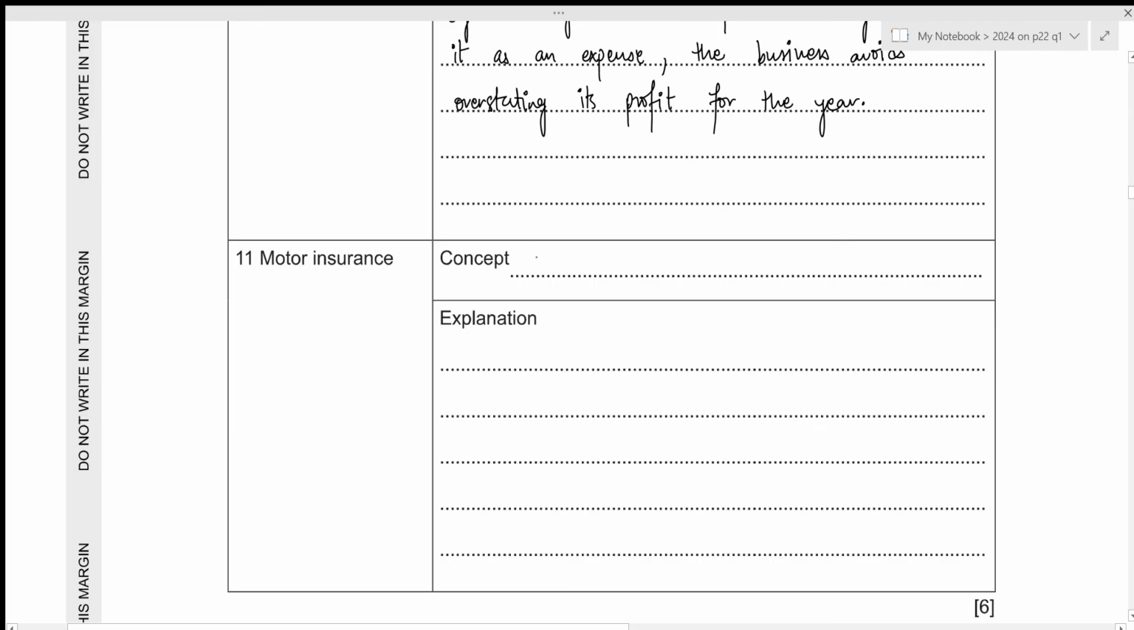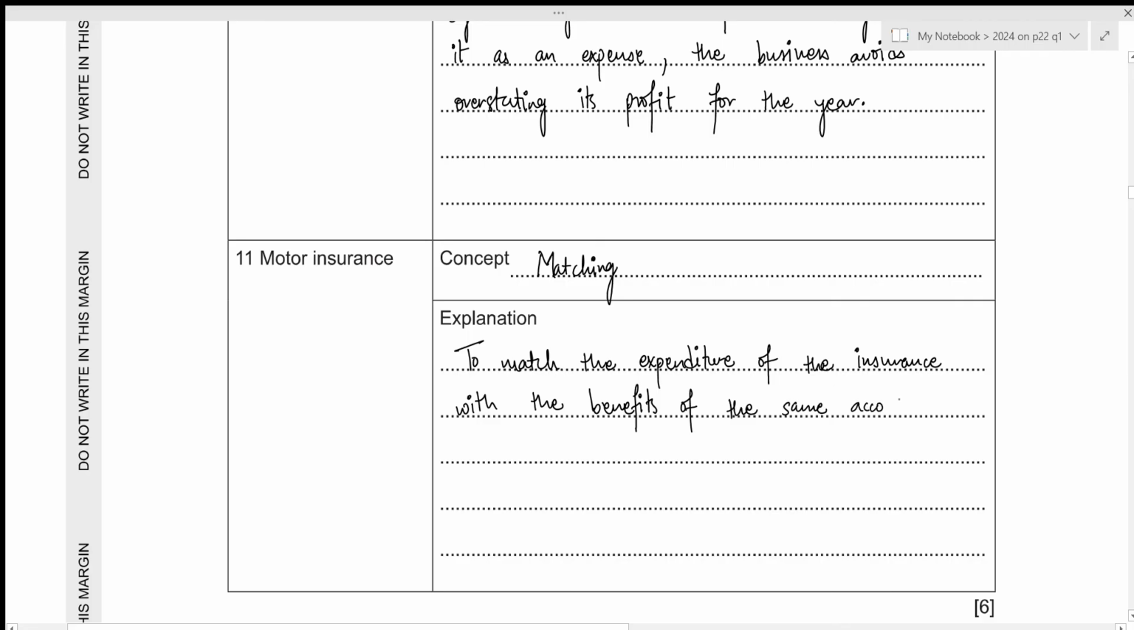Then for motor insurance, we apply the matching concept. Matching concept ensures that we match the expenditure of the insurance with the benefits of the same accounting period. So to match the expenditure of the insurance with the benefits of the same accounting period.